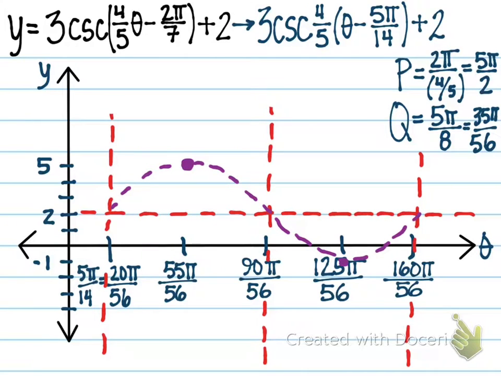All right, so we have a lot sketched out already. The first thing that we did was on top there, we had to factor out that 4/5 in front of theta. If you don't factor that 4/5 in front of the theta out and you use 2 pi over 7 as your horizontal shift, you're going to get the wrong graph, I promise. So we want to factor that out.